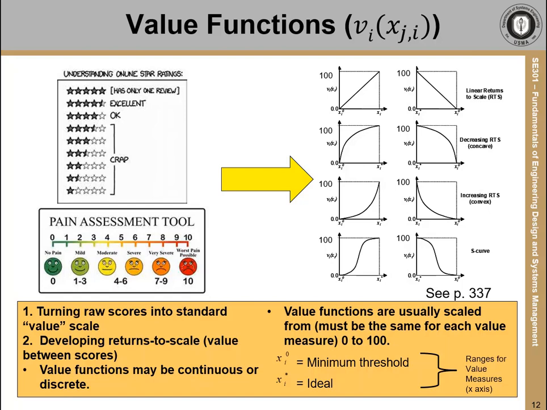In all cases, we need to choose a common scale for value, usually from 0 to 100 as shown here. A value score of 0 will correspond to the minimum acceptable value for the raw score of a given value measure, while a value score of 100 will correspond to the ideal raw score on a value measure. This range of raw scores, from minimum acceptable to ideal, will be the limits on the horizontal axis of a graph of the value function. The range of value scores from 0 to 100 will be on the vertical axis.